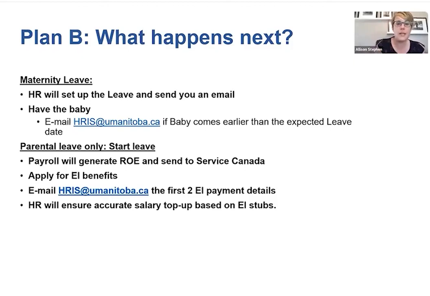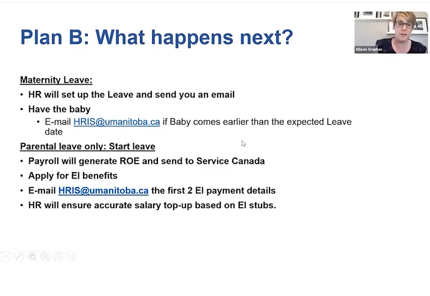And because you're getting top up, what we do is we take your salary and we estimate what we think EI is going to pay you. And we do an estimated top up until you can give us your first 2 EI stubs. Then we'll know for sure what you're getting from EI, and we make sure that our salary top up is accurate for the remainder portion, and we make any adjustments if necessary. So it's very important that you send us those EI stubs, and usually you'll hear from me if it's been more than 6 or 8 weeks and I haven't received them yet.